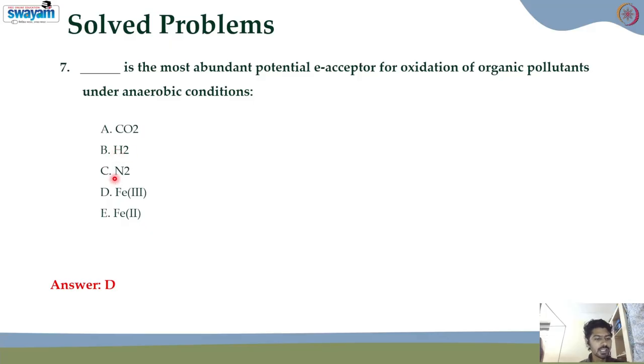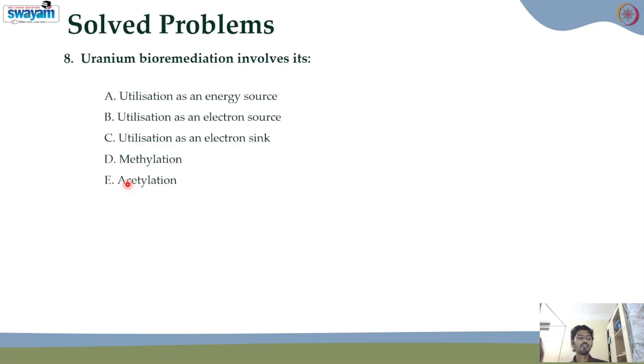Whereas N2 is a stable form of nitrogen molecule, so it is not directly an electron acceptor seen in anaerobic condition. And Fe2 is a reduced form of iron resulting from the Fe3, so it is not an acceptor itself. So among these, Fe3 is the most abundant potential electron acceptor for the oxidation of organic pollutant. So we'll move on to the next question.